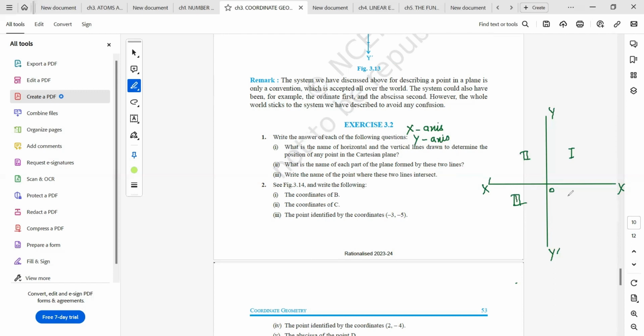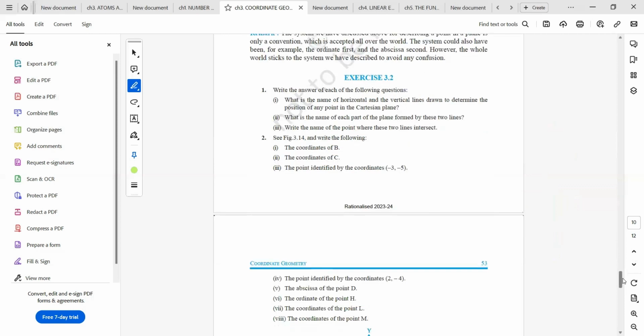Write the name of the point where these 2 lines intersect. Origin. Yes, this is our origin, O, whose coordinates are abscissa 0 and ordinate also 0. Now you have to look at the figure and define the coordinates. You can do it very easily because you know how to define. Okay, so let us go.